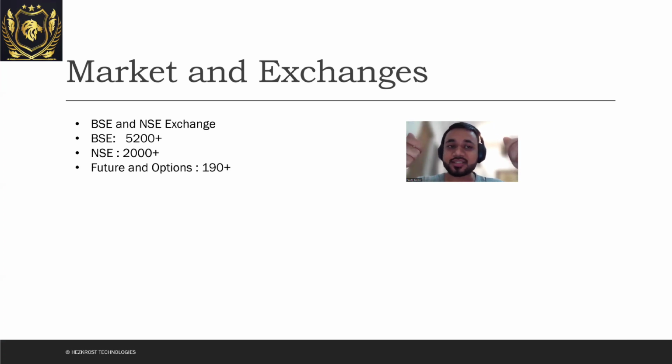BSE is Bombay Stock Exchange. NSE is National Stock Exchange, sorry. So BSE has around 5,200 plus shares listed on its exchange, and NSE, National Stock Exchange, has around 200 plus shares listed on its exchange. And there's something also known as futures and options. There are around 190 plus shares listed as futures and options in the National Stock Exchange.